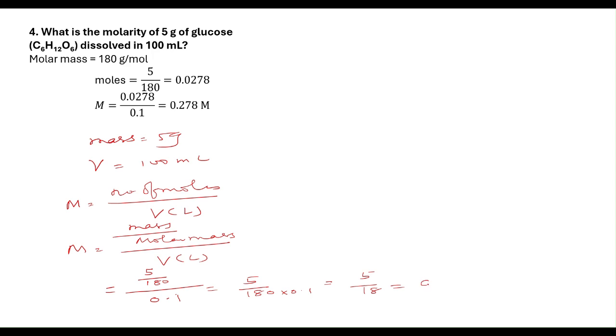That's it. How much it will go? If we divide 5 divided by 18, it will be 2.78 molar. So this is the molarity of the solution that will become, if we dissolve 5 gram of glucose in 100 ml of solution.